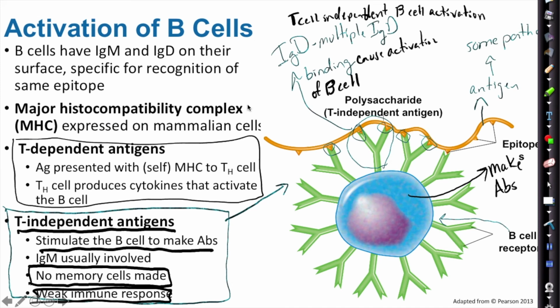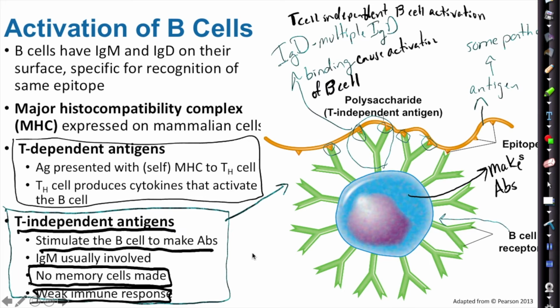So how do we activate a B cell? Well, there can be 2 ways. There's a T cell dependent activation, and there's a T cell independent. T cell independent is shown here, where multiple IgDs, which are on the surface of the plasma membrane of a B cell, bind through their variable region to the antigen. So these antibodies are binding to the antigen. That's going to stimulate that B cell to make antibodies. However, it's only that B cell that makes antibodies, and there are no memory cells made, so it's a very weak response.